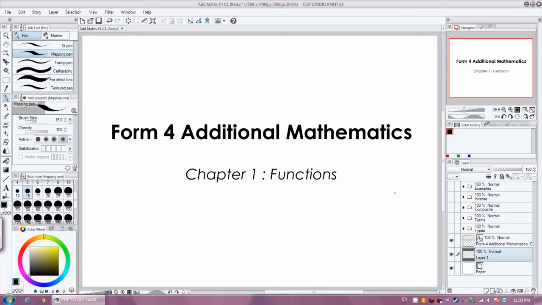Hello, and today we are going to learn about Form 4 Additional Mathematics, Chapter 1, which is functions. Functions may be one of the most important chapters that you use a lot later on. So today we'll go into the first part of this chapter, which is learning about how to show functions and also the types of relations that are present. So let's get into that.